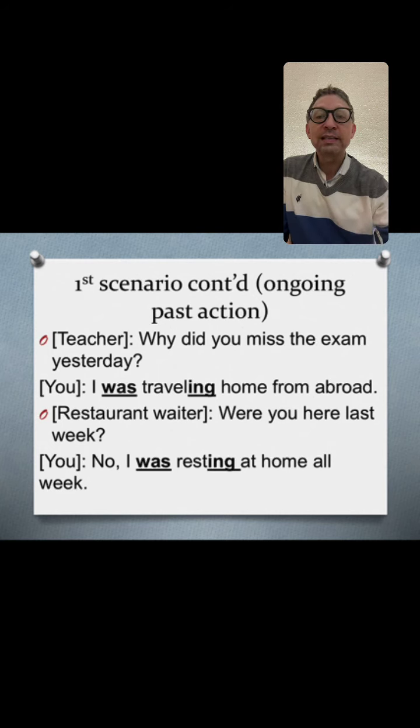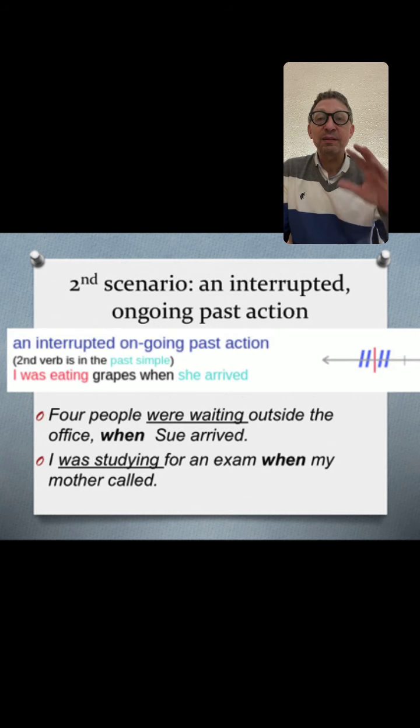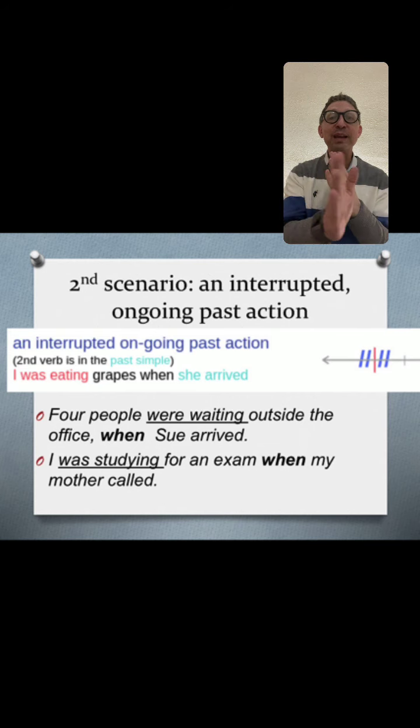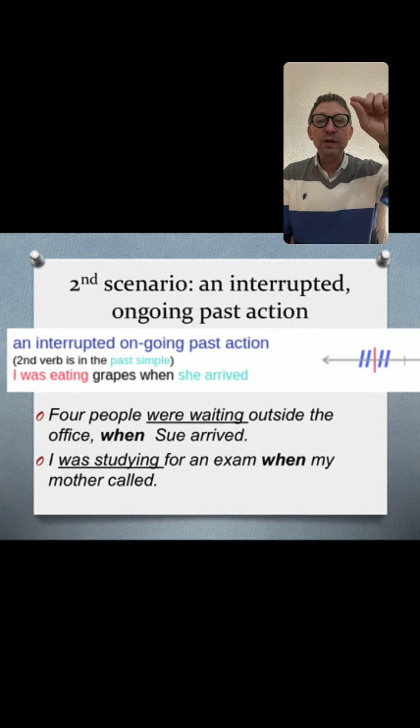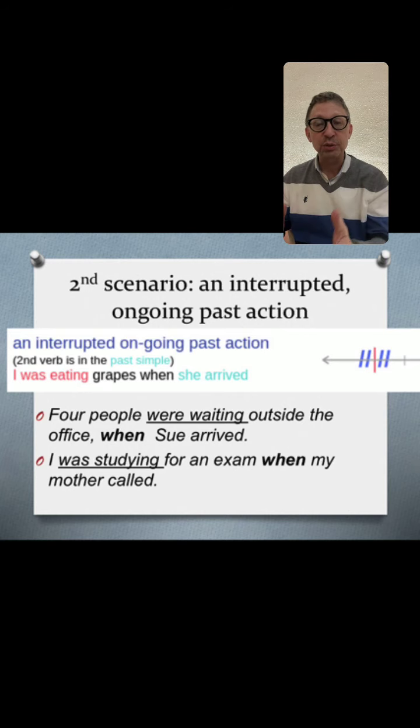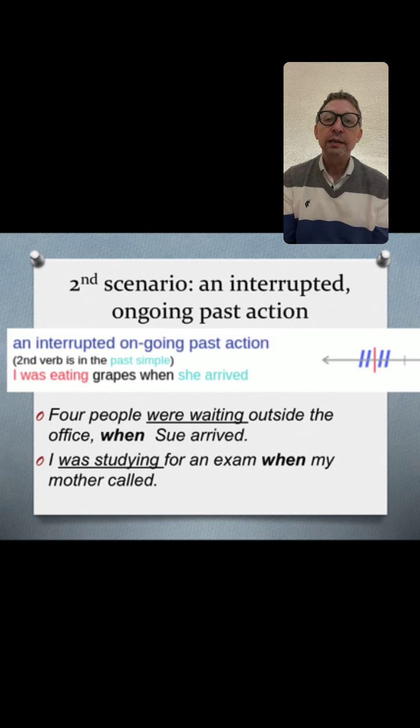All right, let's look at the second example. The second most common use of past continuous is when there's an interrupted action in the middle of what you were doing or what someone else was doing. We have this interrupted action, and if you look on the diagram, you can see that red line going vertical between the action. That's the interruption. To interrupt is to go in between the action.